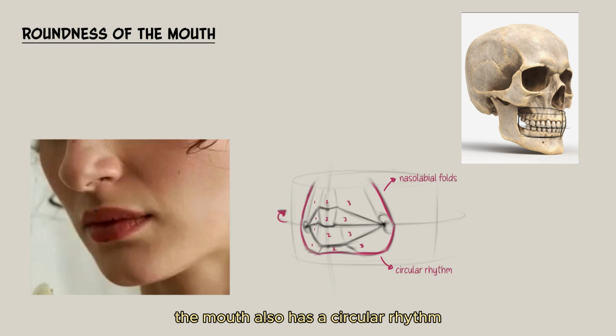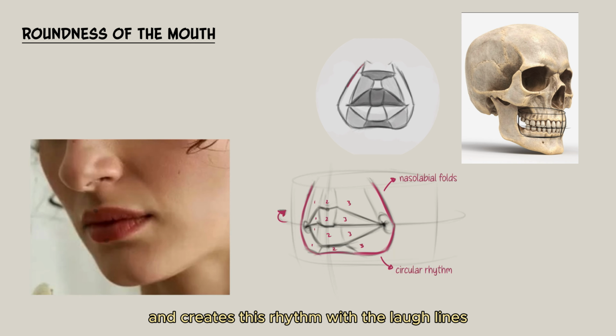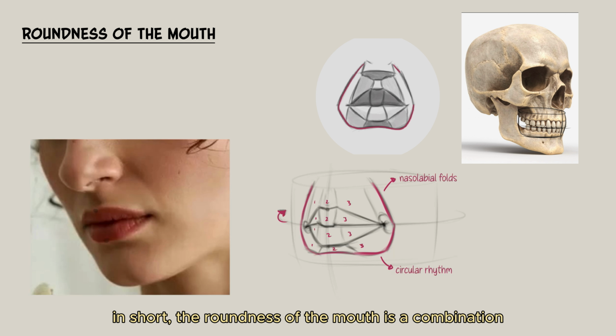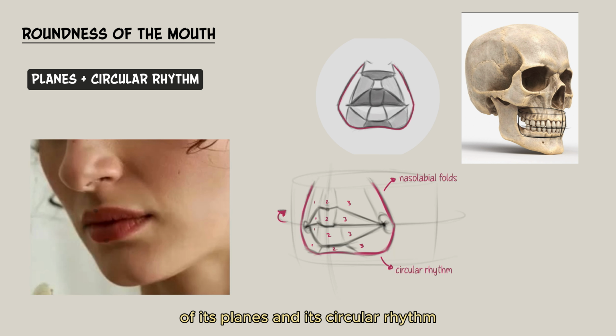The mouth also has a circular rhythm. The barrel of the mouth defines these boundaries and creates this rhythm with the lines on the sides, or nasolabial folds, that run from the side of the nose to the corner of the mouth. Then it curves and meets the chin. In short, the roundness of the mouth is a combination of its planes and its circular rhythm.